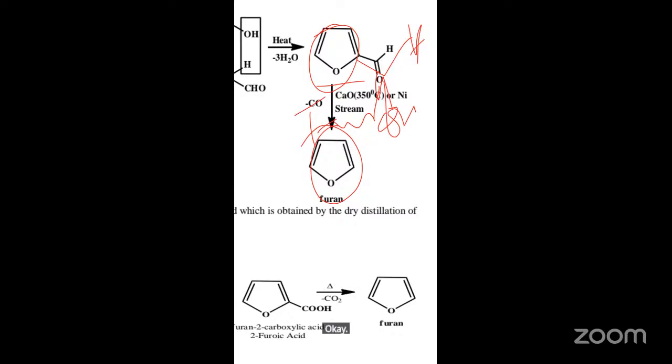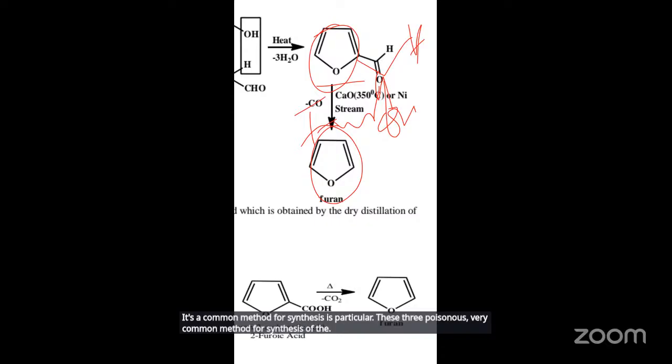So calcium oxide at 350 degrees with nickel steam, furan is going to form. Right. The common method to synthesize these three heterocyclic compounds, furan, pyrrole, and thiophene, is the Paal synthesis, a very common method.